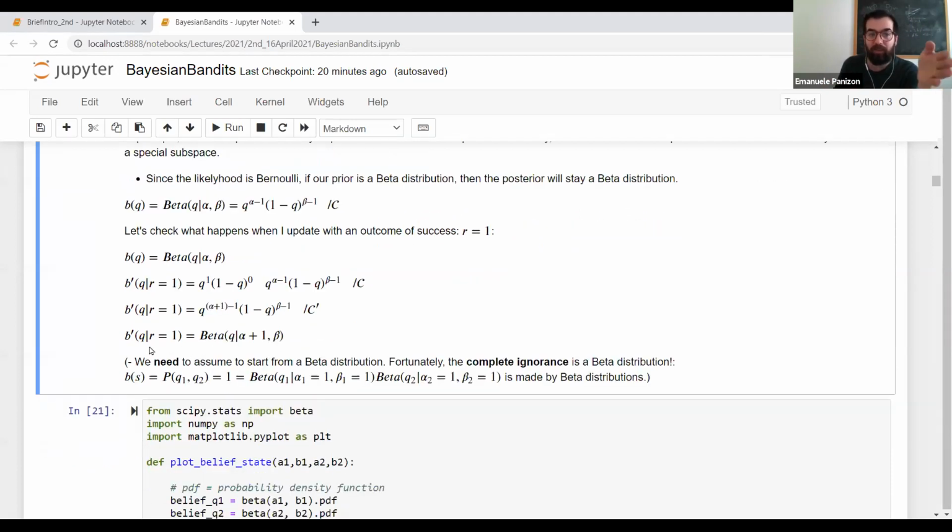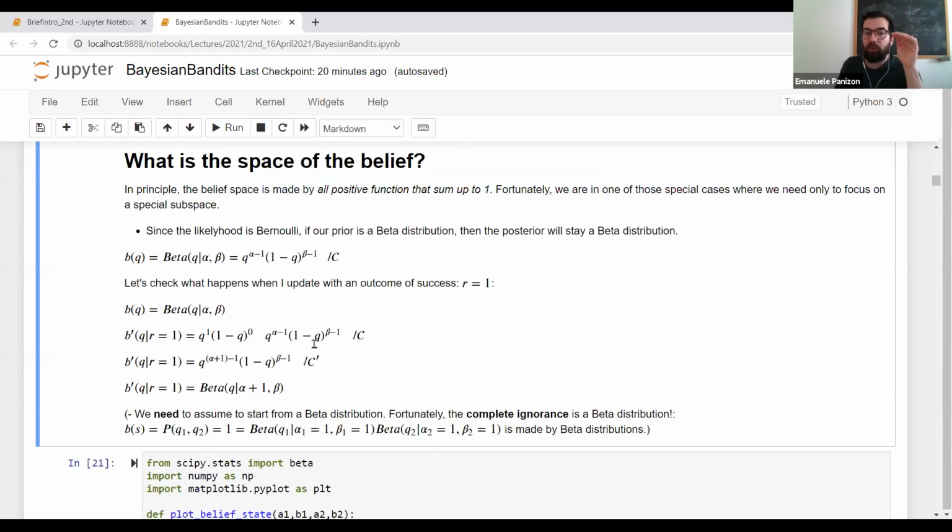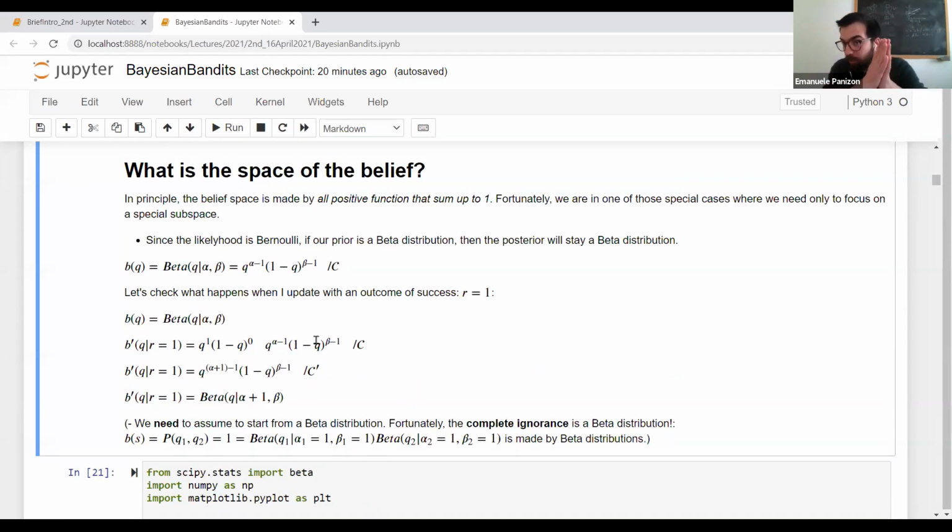So you can clearly see that the prior was a beta with alpha and beta, and the posterior is a beta prime: my new belief, updated due to the fact that I got a success, is just the beta at a different point, alpha plus 1 and beta. So if you start from a beta distribution, if your belief is a beta distribution, then if you do a Bayes update, you end up in a beta distribution. We will see at a certain point that if you do not start from a beta distribution, then things get ugly again.